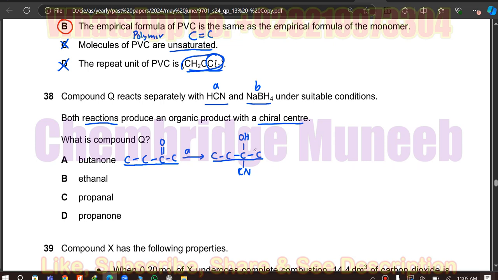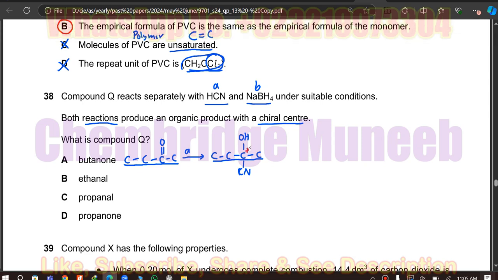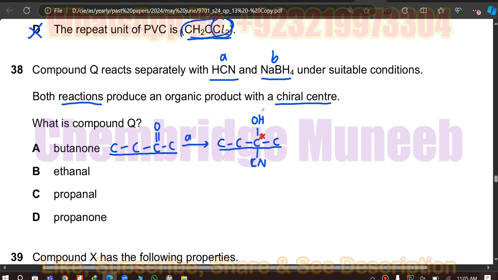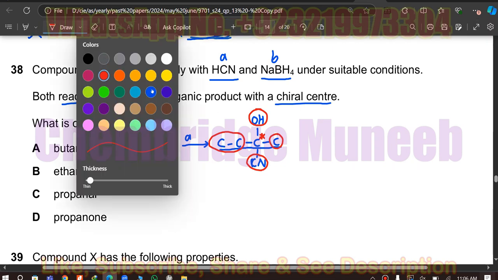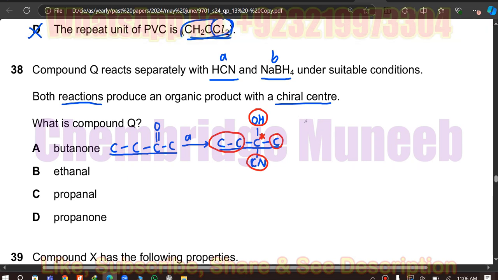Now this is the product of this reaction. First of all, we need to find whether it contains a chiral center, only then will we proceed. You can find that the chiral center is present over here. This is a chiral center because this carbon is bonded with four different groups of atoms: methyl, alcohol, CN, and a different group, which is the ethyl group. So yes, it contains the chiral center. Now we will check with the other reactant, which is NaBH4.